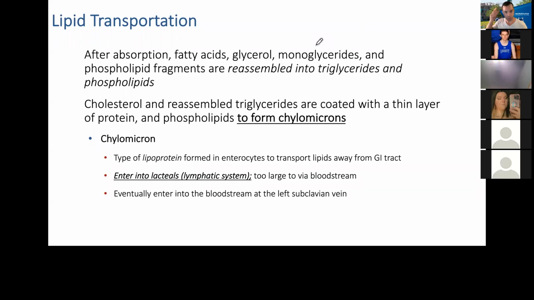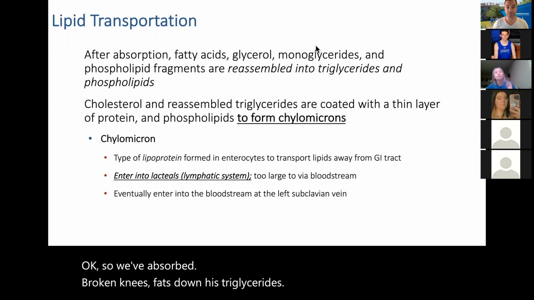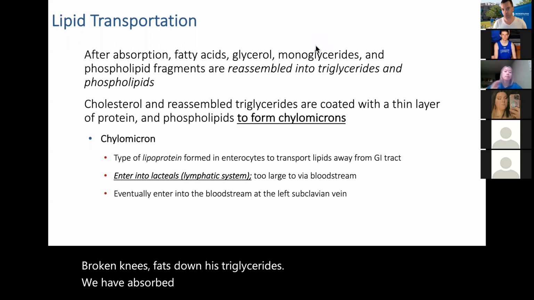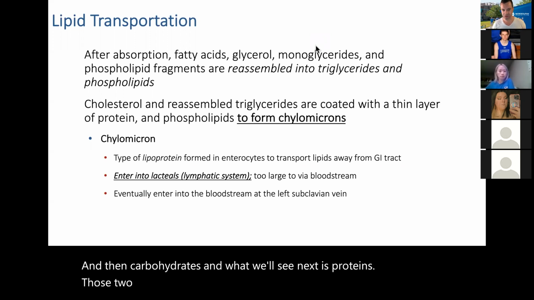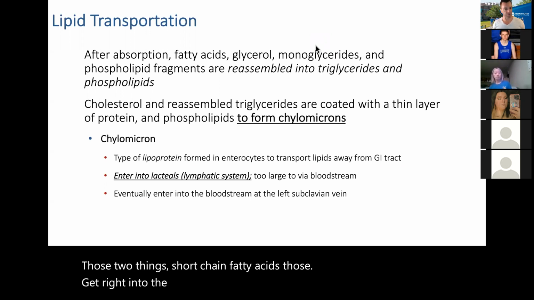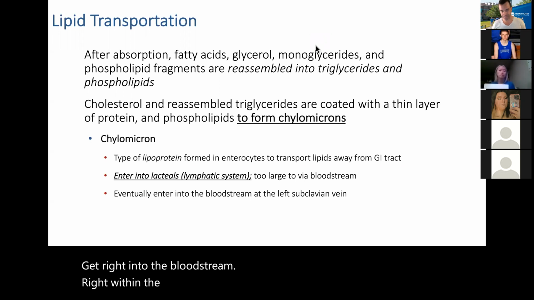Okay, so we've broken these fats down, these triglycerides. We have absorbed them, and now we need to transport them. And unlike carbohydrates and what we'll see next as proteins, those two things, short chain fatty acids, those get right into the bloodstream, right within the enterocyte, the intestinal cell.